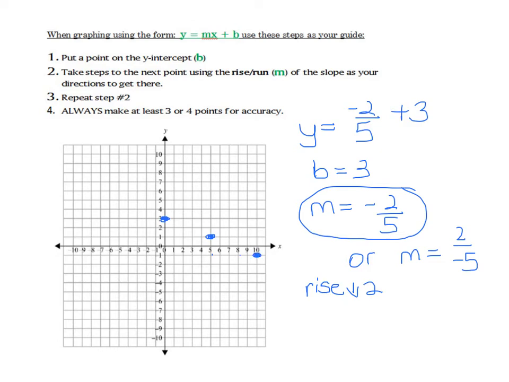Now again, I'm out of room, so this is why I have my reverse slope, because I want to go backwards from here to get another point. So I'm going to go up 2 and back 5. And now I have enough points to draw a line. And it took me just a few seconds to graph the line.